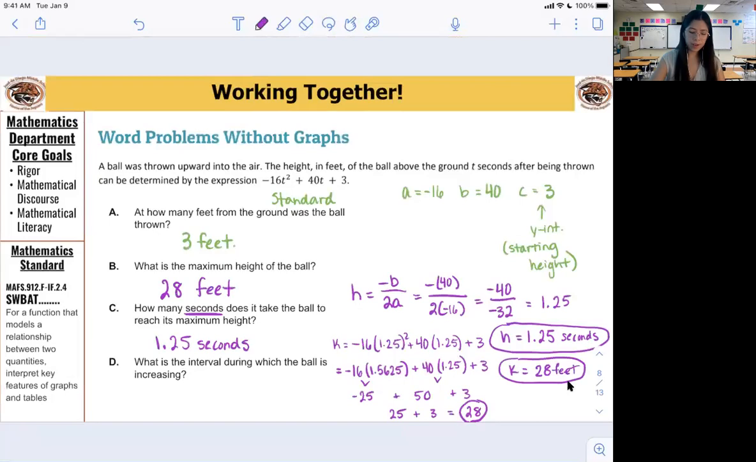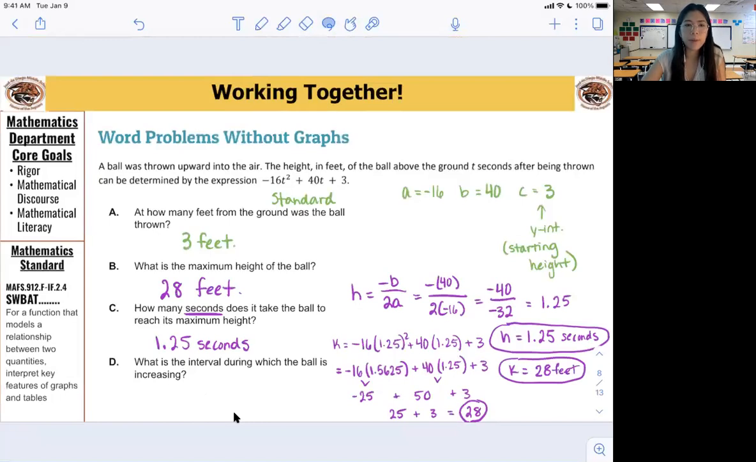All right, now we only got 5 minutes, so let's make the most of it. So now that I have everything all put together, let's read the last problem and try to figure out what it's asking for. It's asking, what is the interval during which the ball is increasing? So I'm not going to draw a graph yet, but picture a graph, we've seen enough already, so it should be pretty easy to picture this.